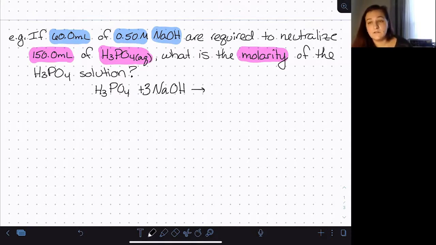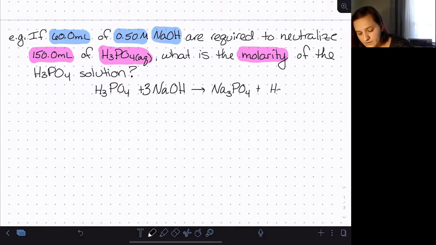So when we write our products, our sodium and our hydroxide are going to change places here. Since sodium has a +1 charge and phosphate is -3, we need 3 sodium ions for every phosphate. And each hydroxide only picks up 1 H+, so we will end up with 3 water molecules produced as well.